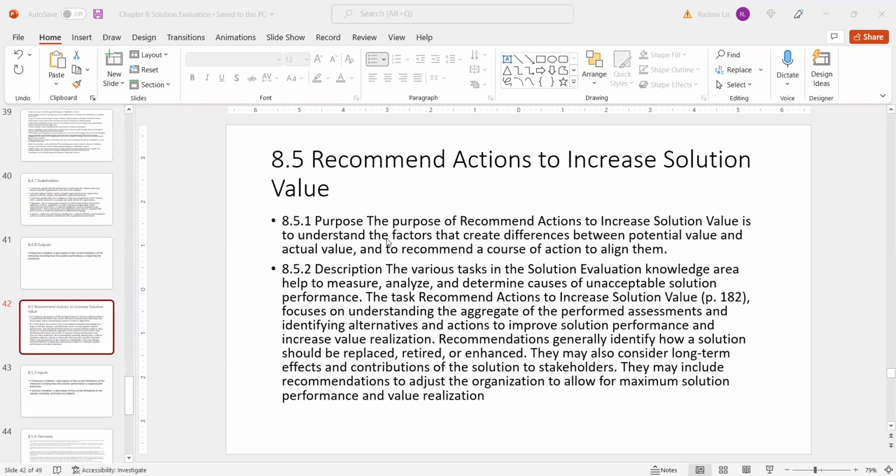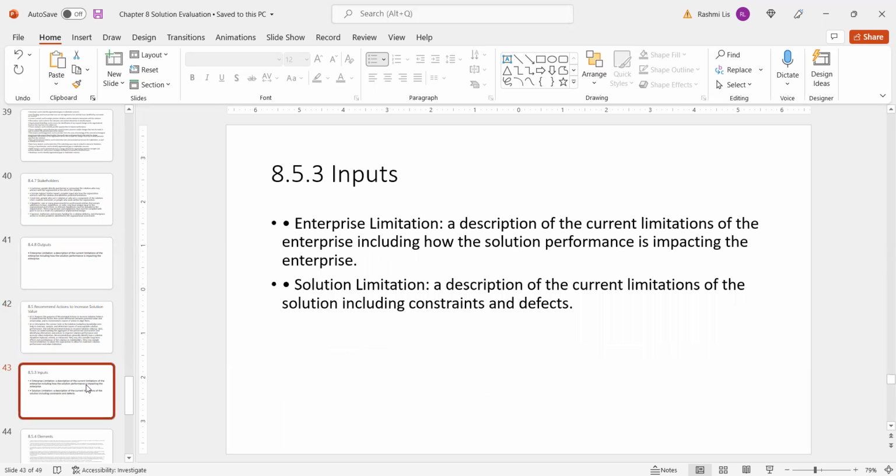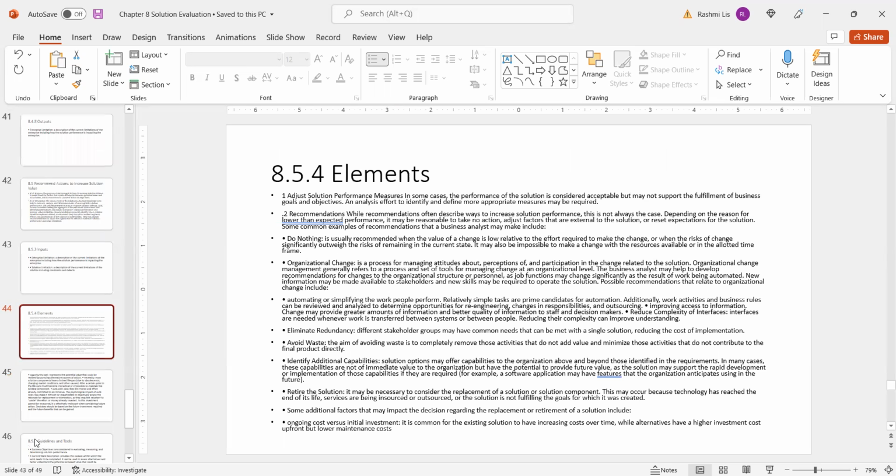The various tasks in the solution evaluation knowledge area help to measure, analyze, and determine causes of unacceptable solution performance. So in this one, you're basically trying to understand what's causing the difference between the potential value and the actual value, and what the next steps are that you, as a business analyst, would recommend to your customers or your stakeholders. Some of the inputs to this task are the enterprise limitation and the solution limitation.